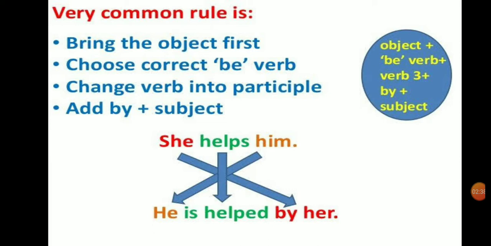As an example, you can see: she helps him. This is in active voice, and he is helped by her is in passive voice. While changing the sentence she helps him, the object him has become he in passive voice as a subject. According to the sentence we have used is helped. Then before writing the subject as object we use by, and she becomes her. So: he is helped by her.